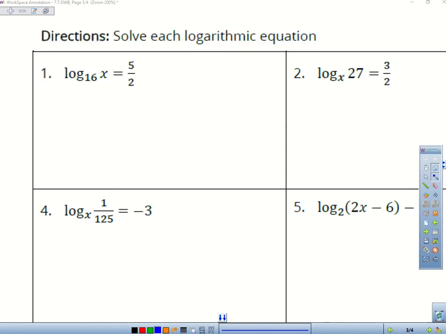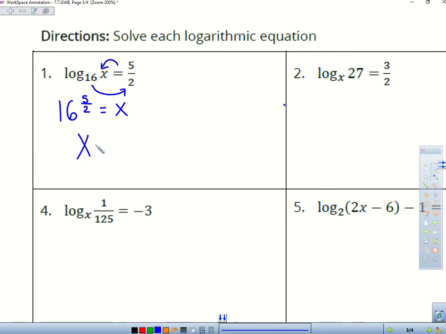Okay, so for question number 1, I see that I have a log isolated on one side of the equation is equal to a number. When that happens, I want you to use the arrow method. The way to remember this is you always say, I always recycle my logs, because this looks like a recycling symbol, right? So I have 16 to the power of 5 halves is equal to x.